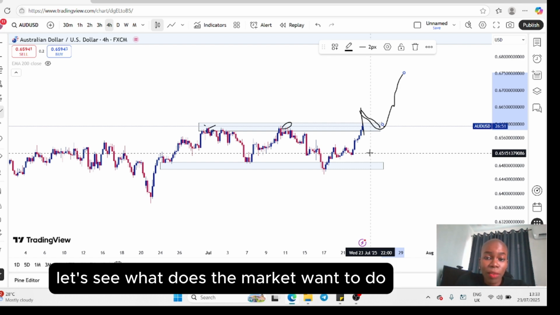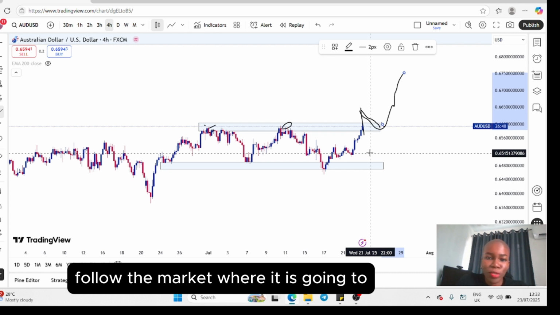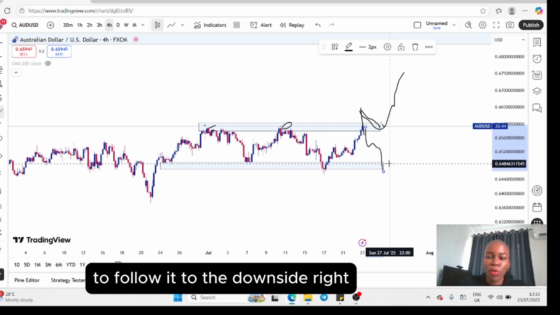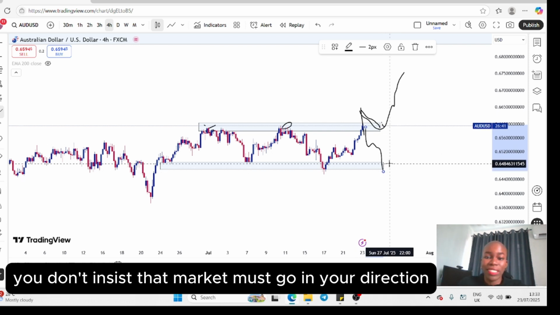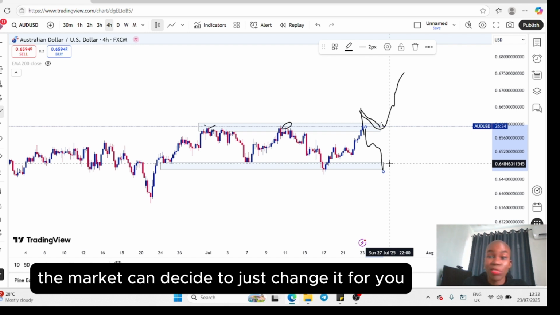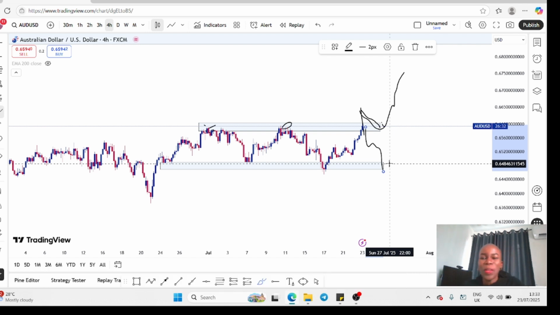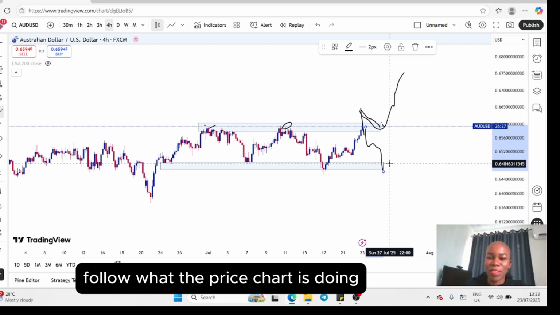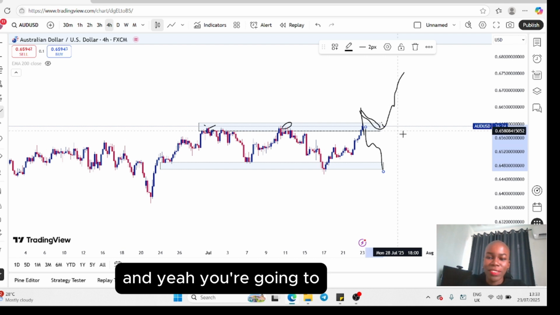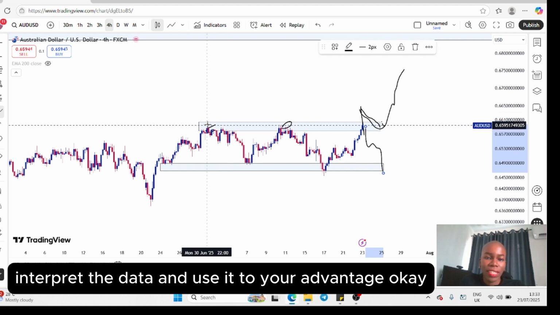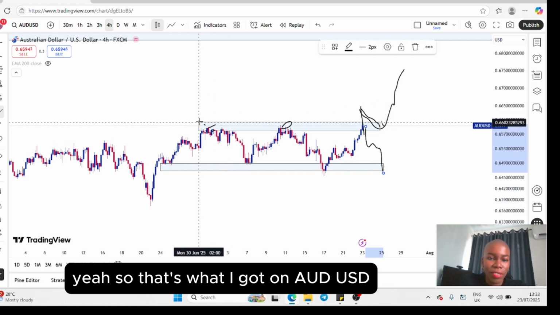Let's see, what does the market want to do? Follow the market where it is going to. So if the market wants to go down, we'll look for a trading opportunity to follow it to the downside, right? So you don't insist that the market must go in your direction because you have planned a particular setup on it. The market can decide to just change it for you. So just be humble, follow what the price chart is doing, and you'd be able to interpret the data and use it to your advantage. Okay, yeah, so that's what I got on AUDUSD.